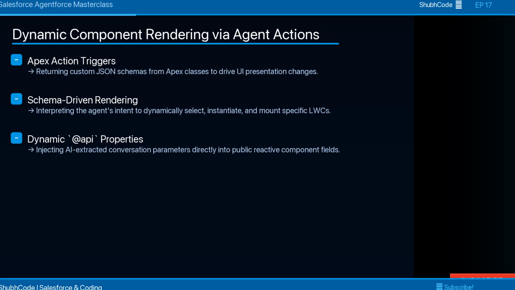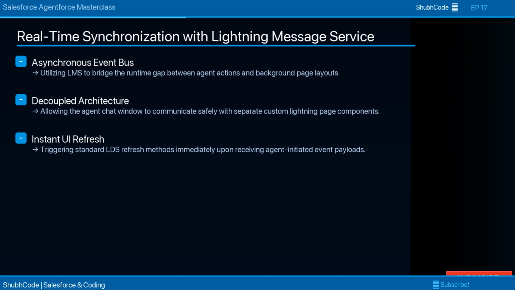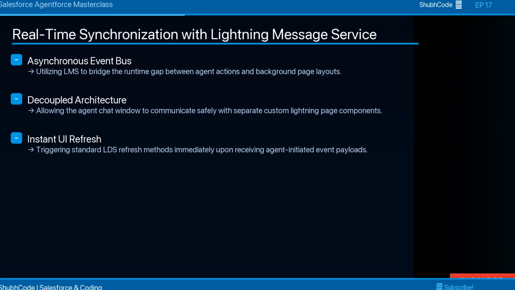When your AI agent completes an action, the rest of the Salesforce page needs to know about it instantly. We achieve this seamless orchestration by leveraging the Lightning Message Service, or LMS, as our asynchronous communication highway. When the agent updates a customer's shopping cart or issues a refund, it publishes a message to a custom Lightning message channel. Your other on-screen LWCs subscribe to this channel, instantly refreshing their tables, charts, or progress bars without requiring a full page reload.